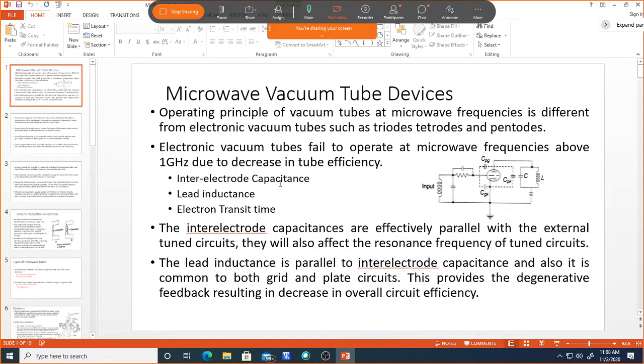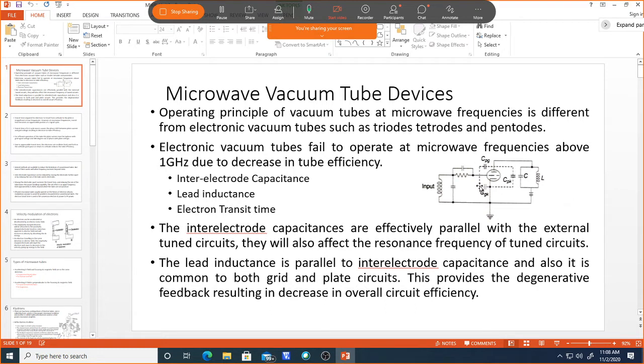So inter-electrode capacitance, the capacitance between the electrodes, the grid, plate and cathode, will give an effect. This inter-electrode capacitance becomes parallel to the resonance circuit, so the frequency is going to change. Because of this inter-electrode capacitance or parasitic effect, the frequency changes, and the tuning frequency of the circuit will also change at higher frequency.